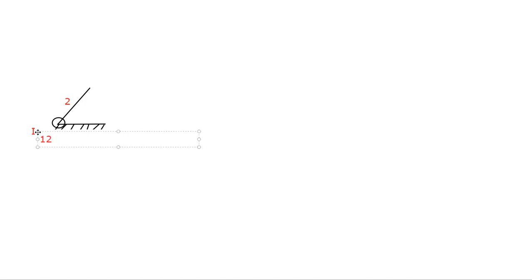So this is my I12. This is my instant center. That means if two links are attached in this way, then definitely the instantaneous center of this link will be lying at the spin or the pivot point. Okay, so this is the first kind of arrangement.